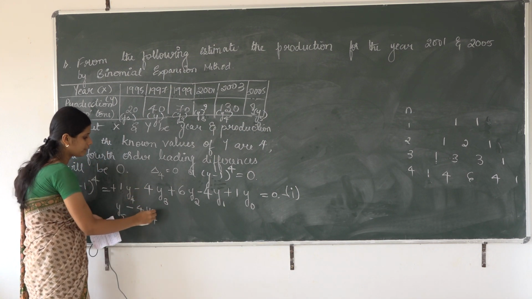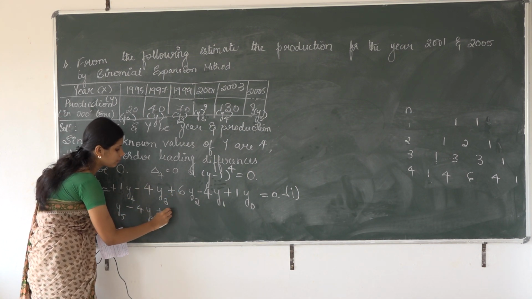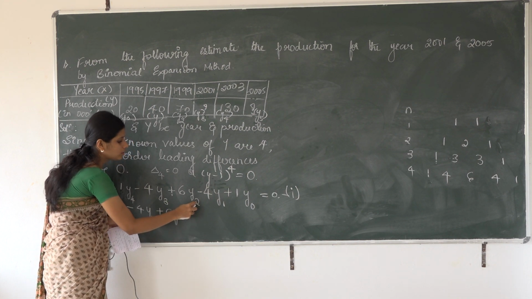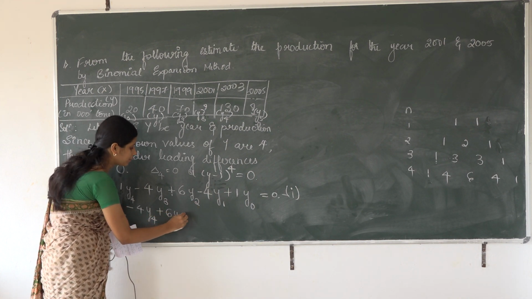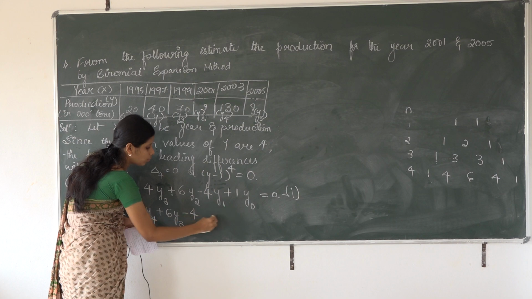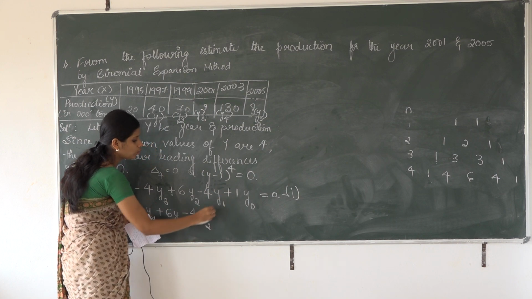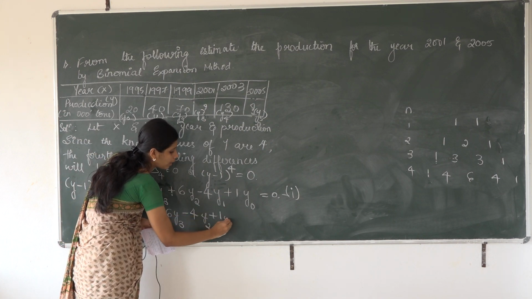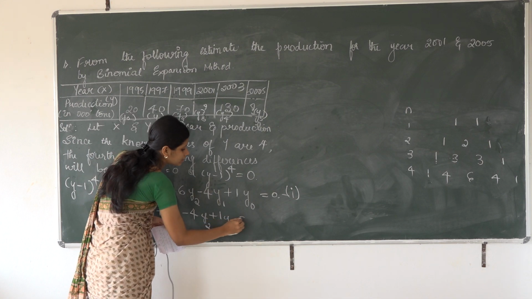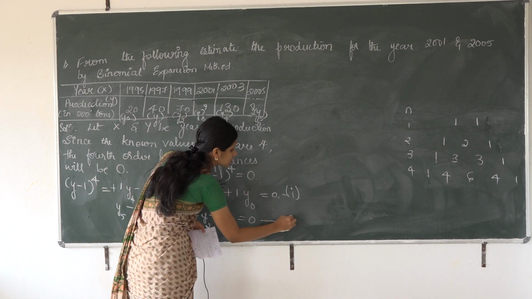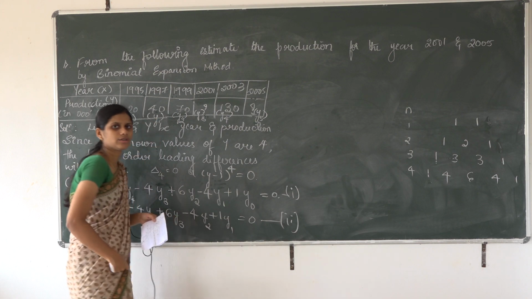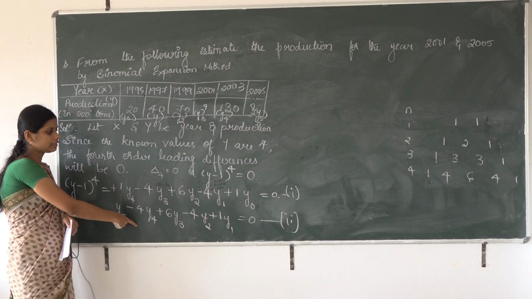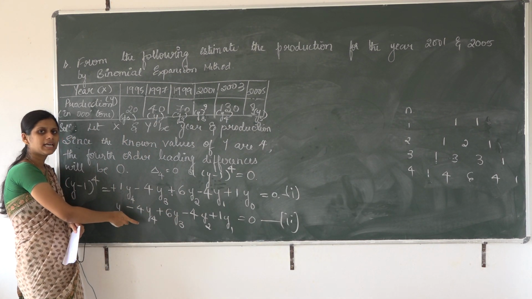We have to increase it by 1. Plus 6 will be as it is, y2 will be 3 minus 4 y1, will become y2 plus 1, y0 will become y1 is equal to 0. This is the second equation. So we are going to extrapolate the value of y with the help of this equation.